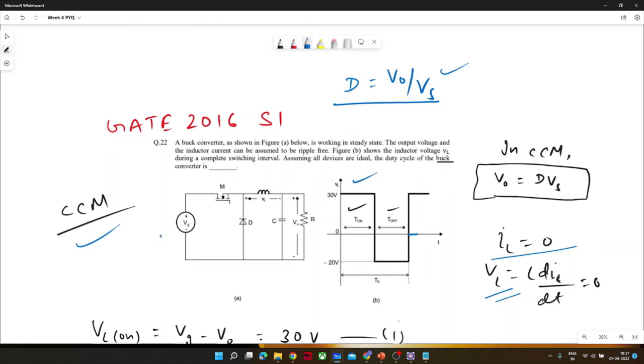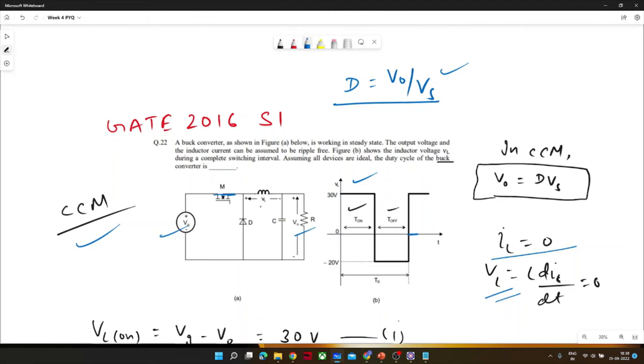We are not given Vg, we are not given V naught. So we have to know the values of Vg and V naught to calculate the duty cycle. But we know VL, and VL during T on, when this switch is on. So when the switch is on, what is the value of VL?